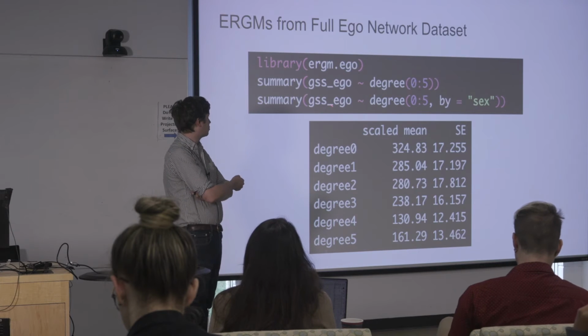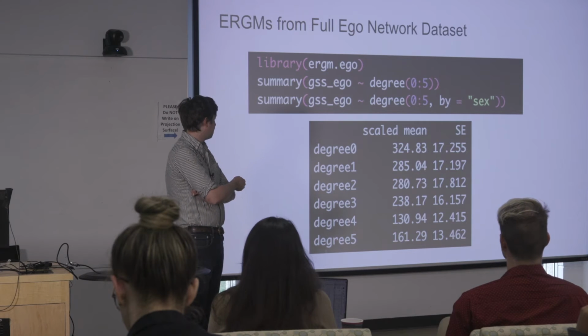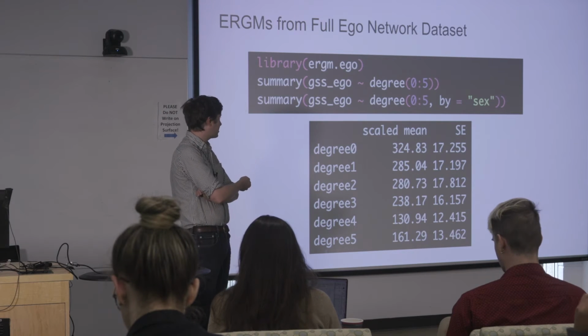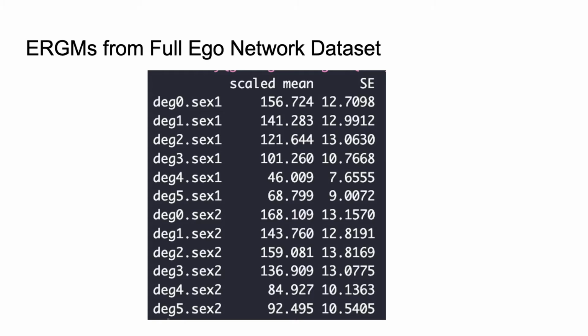This is descriptive statistics, right? So this is breaking down degree within the GSS data. From there, this is a breakdown of degree by sex.